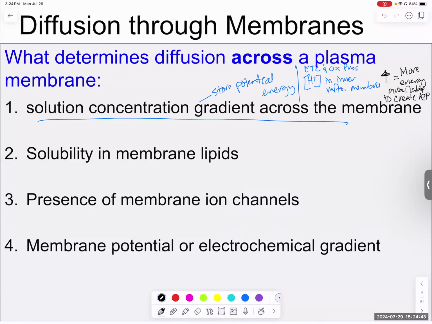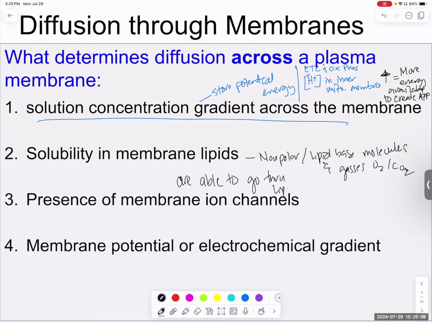Also, what determines diffusion across the membrane? Solubility. Nonpolar lipid molecules and gases, oxygen, carbon dioxide, are able to go through the lipid bilayer. They can go through cell membranes. So that's the solubility.